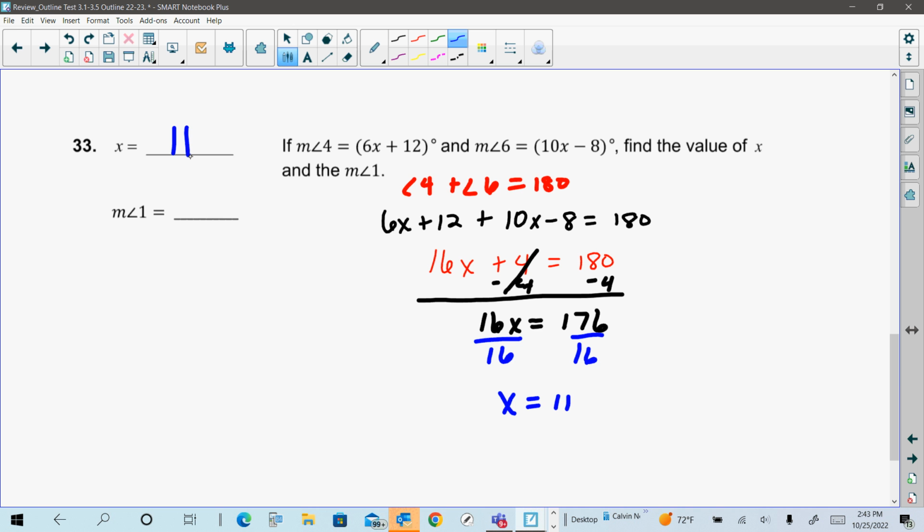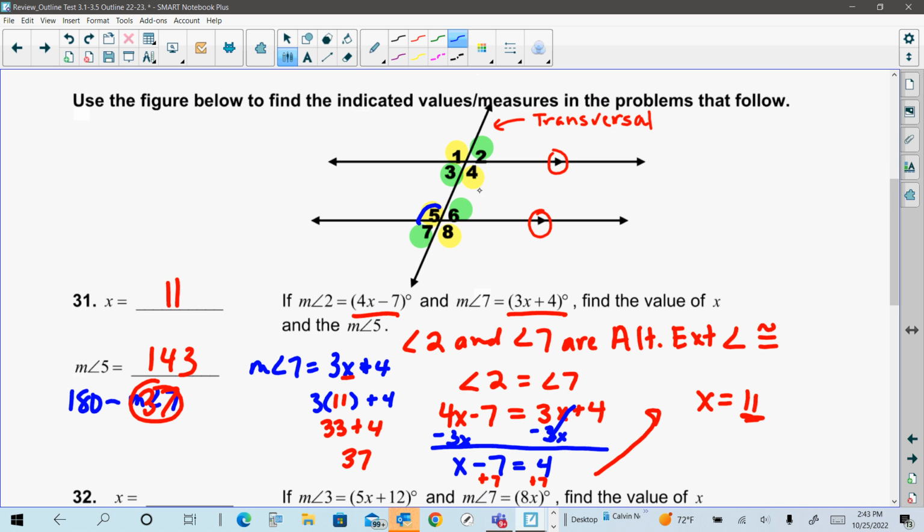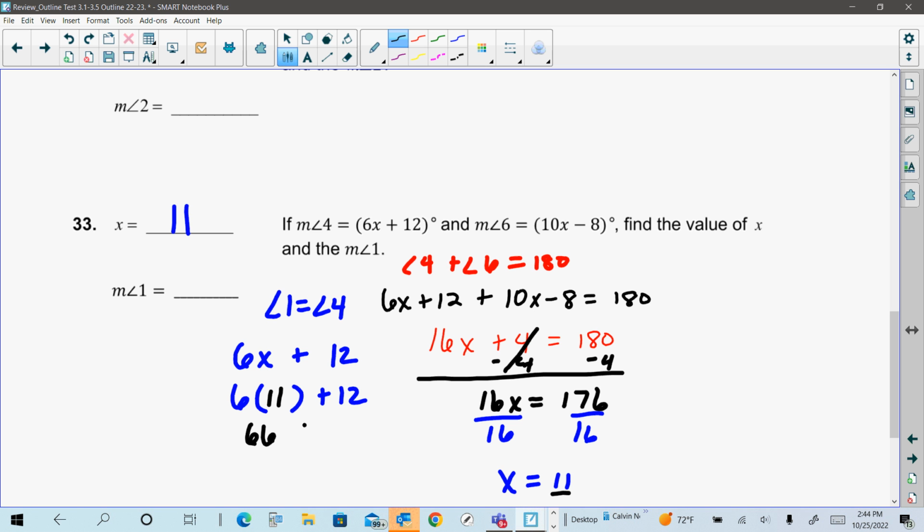They also want us to find the measure of angle 1. Now look at angle 1. Angle 1 and 4 are the same color, so they're congruent. They're vertical to each other, so I know whatever angle 1 is going to equal whatever angle 4 is. So all I need to do is plug into angle 4, which was 6x plus 12, which means I'm doing 6 parentheses plus 12. And inside, I'm plugging in that 11 for the x, because that's what our x came out to be. So we have 66 plus 12, which comes out to be 78.